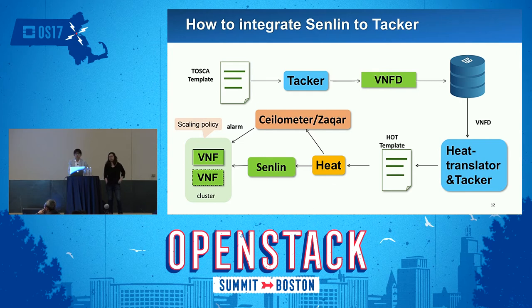So to do this, we need to write all the Senlin resources in a HOT template. Then Heat will deploy Senlin first, and then Senlin will deploy the VNFs.